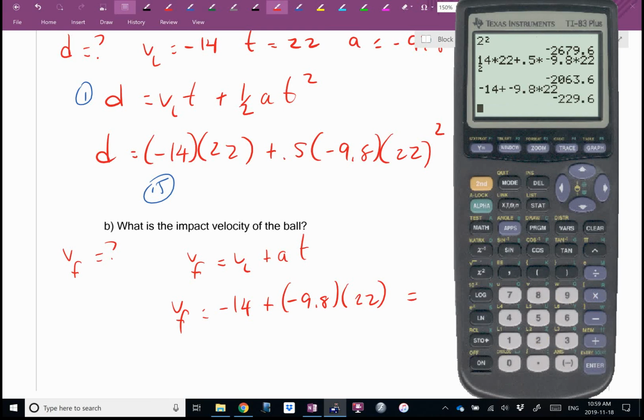You get negative 229.6. If you missed the negative 14, Jimmy, if you put a positive 14 in there instead, I would give you 1.5 for negative 201.6, negative 202. But is it negative 229.6? No nods? Am I wrong?